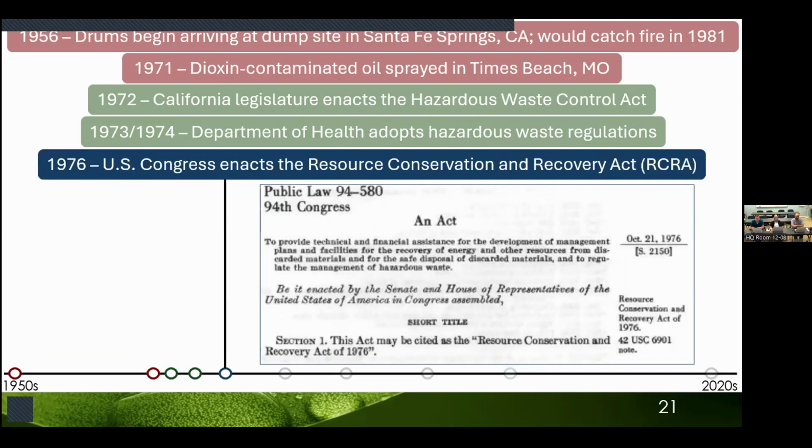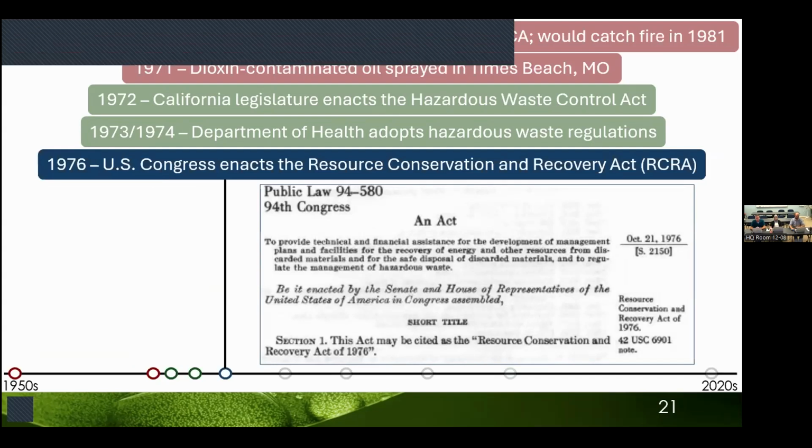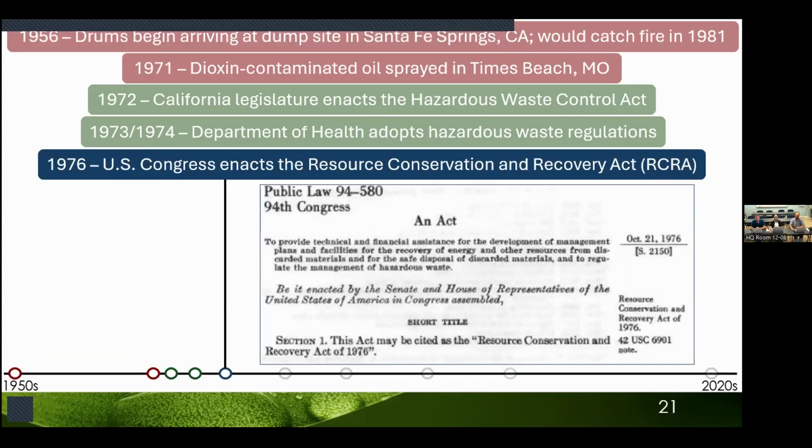RCRA established the Office of Solid Waste within the U.S. Environmental Protection Agency and tasked it with administering hazardous waste regulation at the federal level. It mandated the office to write regulations for the federal hazardous waste identification criteria. Then in 1977, the California legislature followed suit, mandating the Department of Health to establish California's own criteria and guidelines for identifying hazardous wastes.